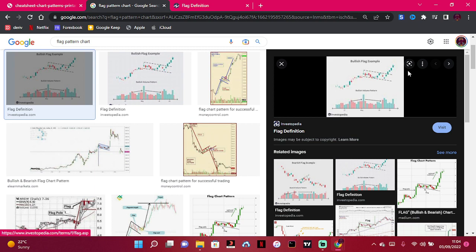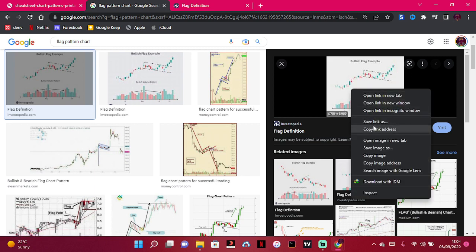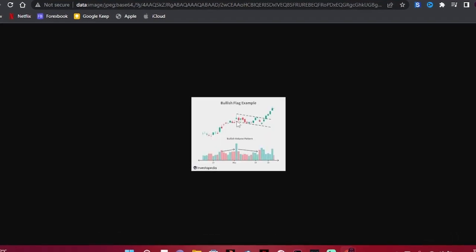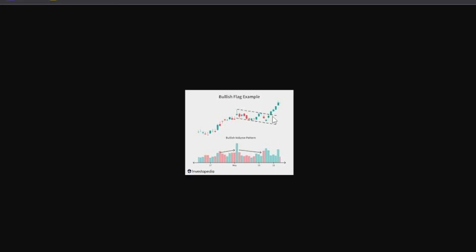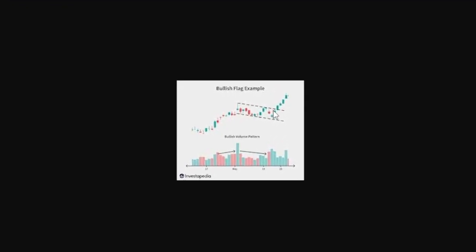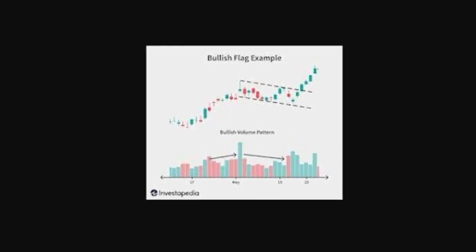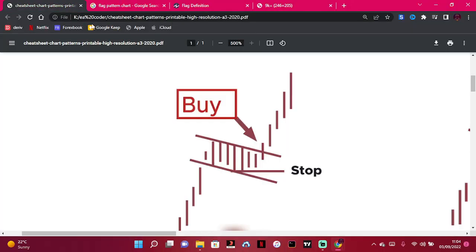Okay, unfortunately this image is very small. Don't know if you are able to see it clearly. Okay, let me do this. So as you can see, price was going up and there's a consolidation, and finally price broke out. Then you enter a buy at this point, and that's it. Okay, so let's go back to the other chart type.